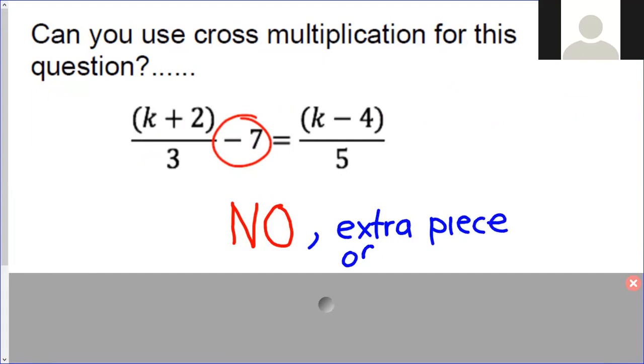How many problem types or problems? There are 12 cards. 12 cards because there's 12 letters. Yeah, mystery phrase. Extra piece of the puzzle, that -7. Okay. There is no fraction on one side and fraction on the other side.